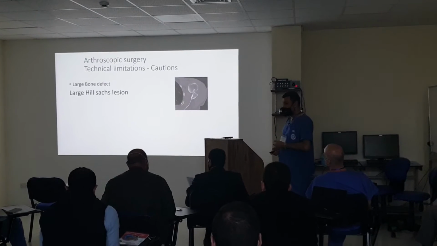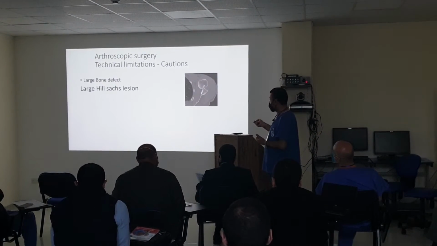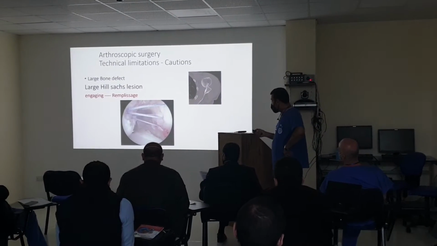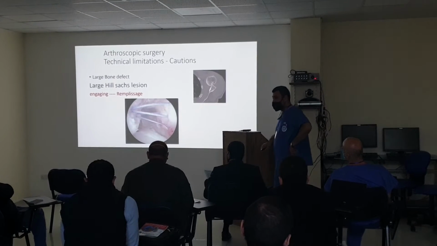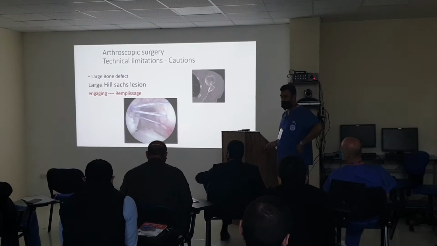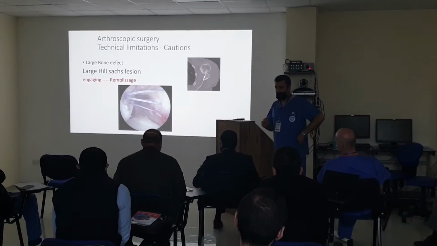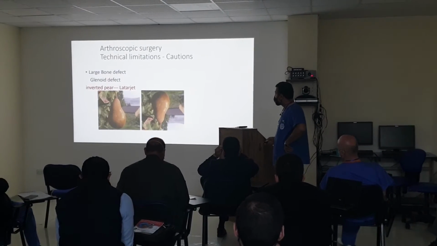Now the second limitation, Hill-Sachs. If you have a huge, large, engaging Hill-Sachs, in this case, you need to do remplissage, which is making this lesion from an intra-articular bone defect to extra-articular, and this needs experience. So if you don't have enough experience, you ask for help or refer your patient. Don't start with these difficult cases.